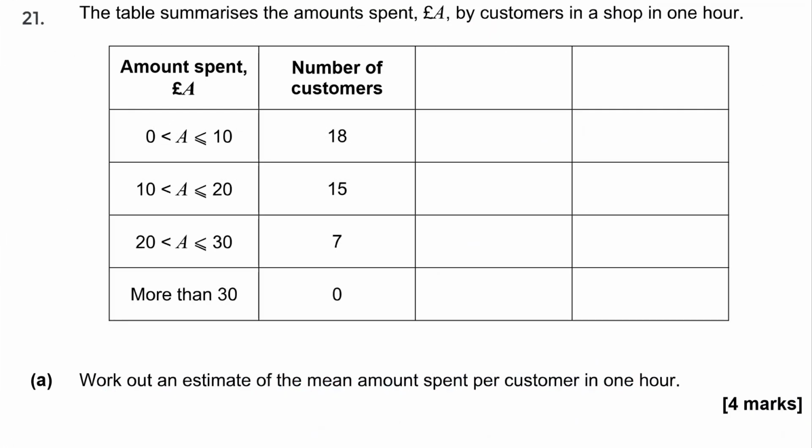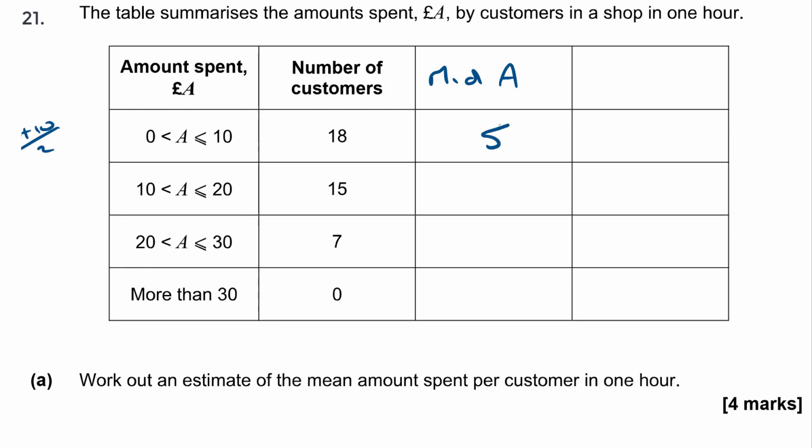And the table summarizes the amount spent by customers in the shop in 1 hour. And you can see we've got a grouped frequency table. Work out an estimate of the mean amount spent per customer in 1 hour. Okay, so because we've got grouped data, we need to find our mid values to estimate for each of the ranges. So halfway between 0 and 10, you need to add the two endpoints together and divide by 2 to find the midpoint. So 0 plus 10 is 10, divided by 2 is 5.